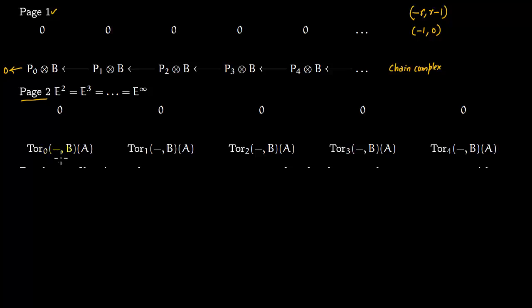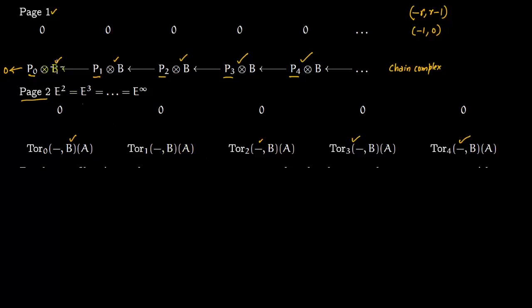So this is Tor 0 of B and A, because B is constant here, and you have the projective resolution of A. The projective resolution of A was in terms of P, so P0, P1, P2, P3, P4, and so on. So you have A right here, and B is fixed. This is the homology here, this is the homology at this point, this is the homology at this point P2, this is the homology at this point, this is the homology at this point, and so on.